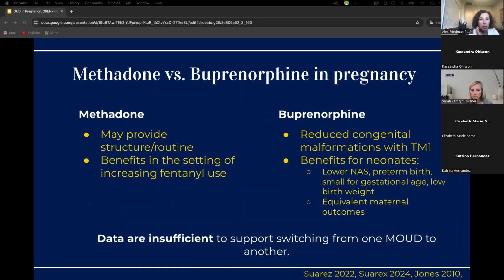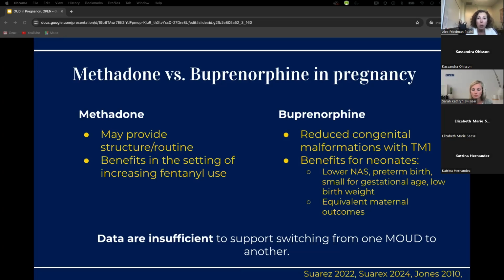Just taking a deeper dive on this comparison, just like in the non-pregnant population, methadone's advantages include structure and routine, and also the benefits of this medication in the setting of increasing fentanyl use, where methadone may be more effective for making that transition to medication support. But methadone requires transportation daily to a clinic, and so this should be considered as you're helping patients to make their selection. There's some emerging data on the benefits of buprenorphine, including reduced congenital malformations with first trimester exposure.